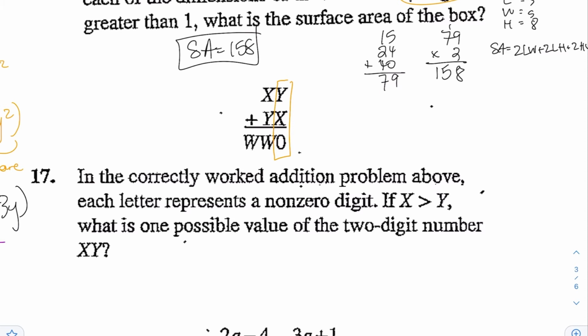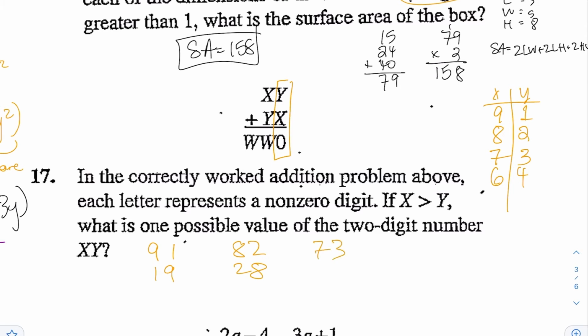So if you know that it has to be equal to 10, there aren't that many combinations in which x is bigger than y, and they have to add up to 10. So x could be 9, y could be 1, because 9 plus 1 is 10, or 8, 2, 7, 3, or 6, 4. Now it can't be 5 and 5 because x has to be bigger than y. So there are only 4 choices there. You can have 91 plus 19, 82 plus 28, 73 plus 37, and then 64 plus 46.